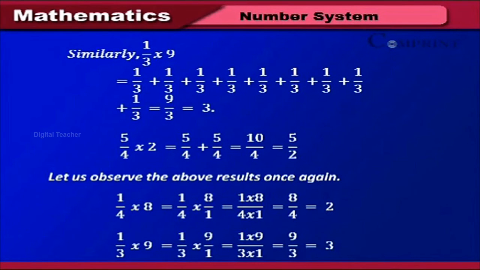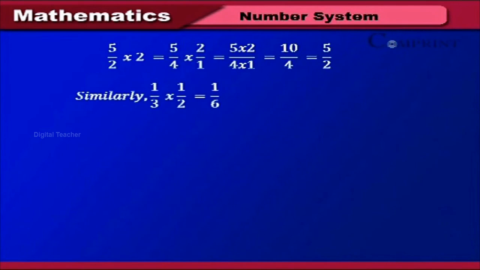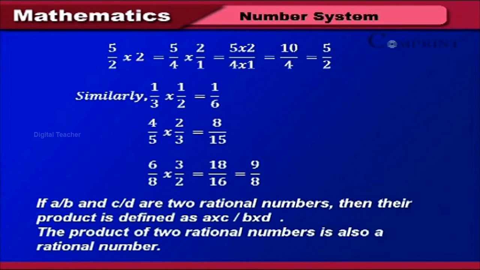Let us observe the above results once again. 1 by 4 into 8 is equal to 1 by 4 into 8 by 1. That is, 1 into 8 over 4 into 1, which means 8 by 4, which is equal to 2. 1 by 3 into 9 is equal to 1 by 3 into 9 by 1, which is equal to 1 into 9 over 3 into 1, which is 9 by 3, which is equal to 3. 5 by 4 into 2 is equal to 5 by 4 into 2 by 1, which is equal to 5 into 2 over 4 into 1, which is 10 by 4, which is equal to 5 by 2.